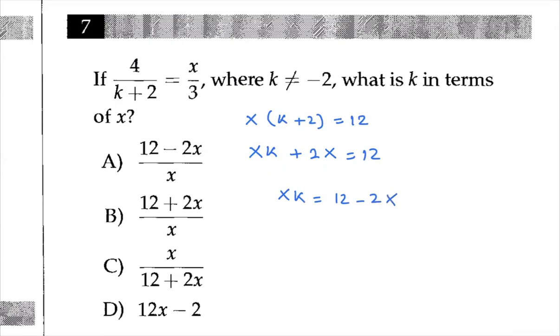Good, but we need to get only k. So how to cancel x? Divide both sides by x. Divide here by x and here by x. So this x cancels this x, and you will get the value of k equals how much? Equals (12 minus 2x)/x, which is 8.